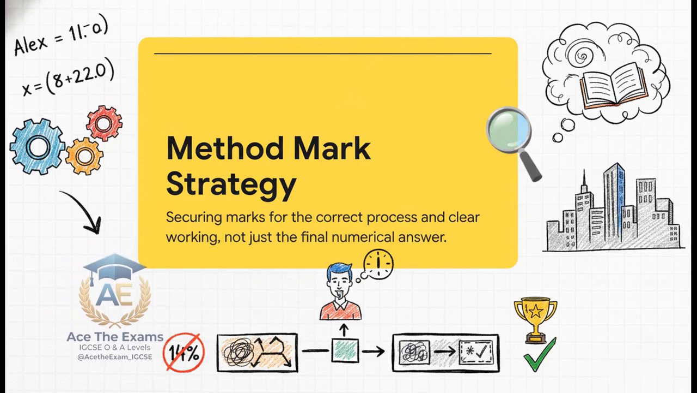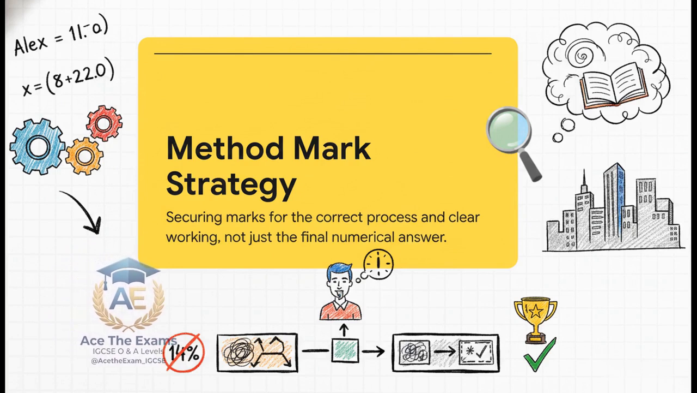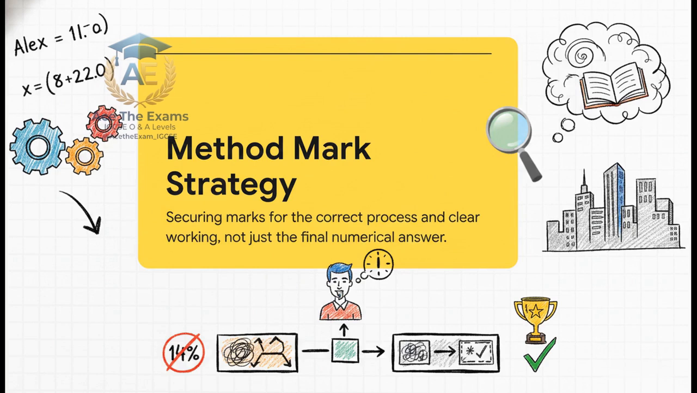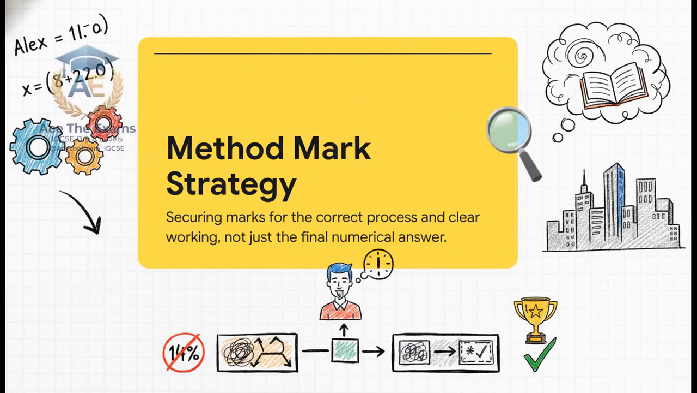This is the absolute art of securing marks for the correct process and clear working, not just the final numerical answer. Think about this. If you just write down ROCE equals 14% and you made a tiny split-second calculator error along the way, you get zero, nothing. But if you show the exact process, every single step, you capture the method marks along the way, even if that final digit is slightly off. You have to prove how your brain got to the answer.